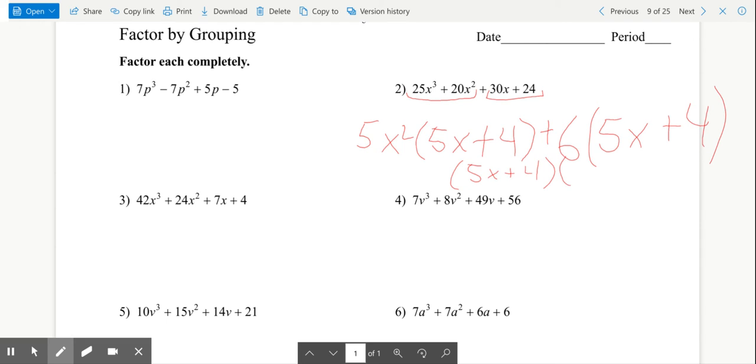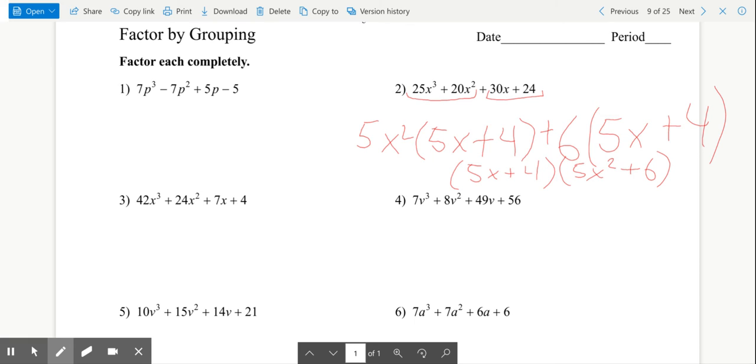And then in a second parenthesis, we're going to put the thing in front of the first parenthesis plus the thing in front of the second parenthesis. So that's 5x squared plus 6. And so this is the factored form of this. Okay, so this second line here is the answer. This is the answer to what we're looking for.